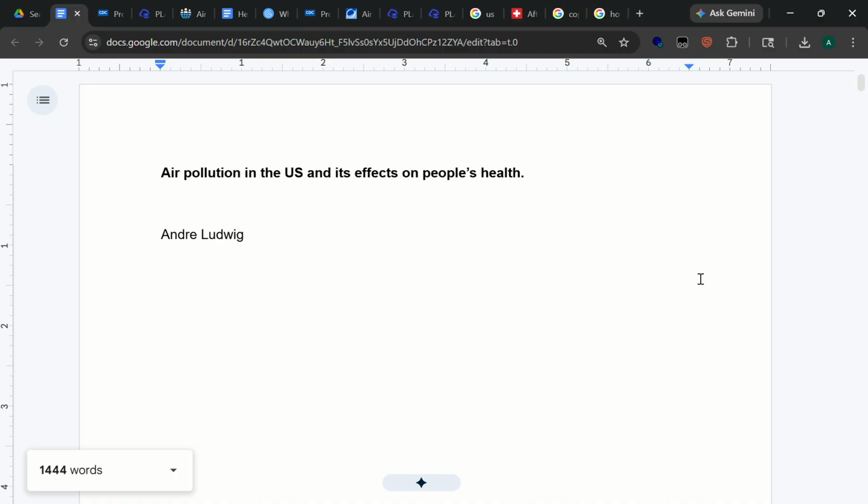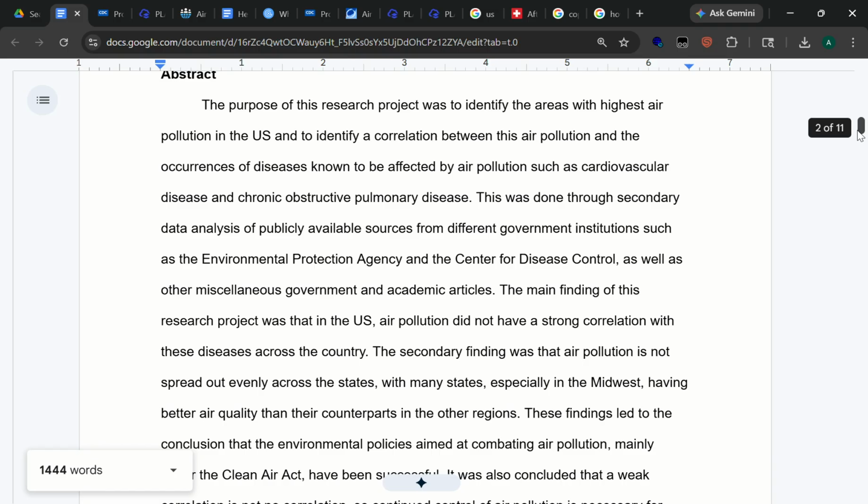I'm Andre Ludwig, and I'm going to present my research project on air pollution in the US and its effect on people's health. So, just to talk a bit about the purpose of the project, I'll start with the abstract here. The purpose of this project was to identify the areas with highest air pollution in the US and identify a correlation between this air pollution and the occurrences of diseases known to be affected by air pollution, such as certain cardiovascular diseases and chronic obstructive pulmonary disease.